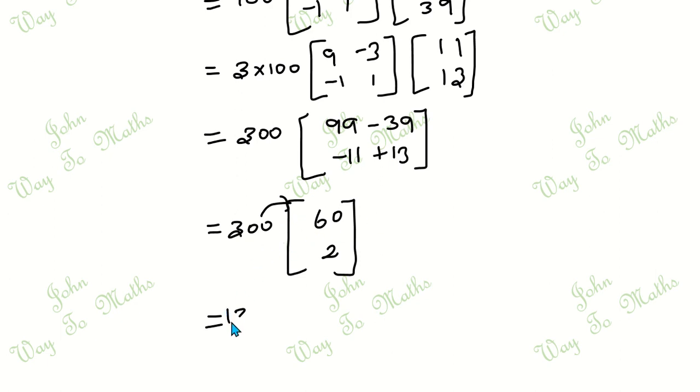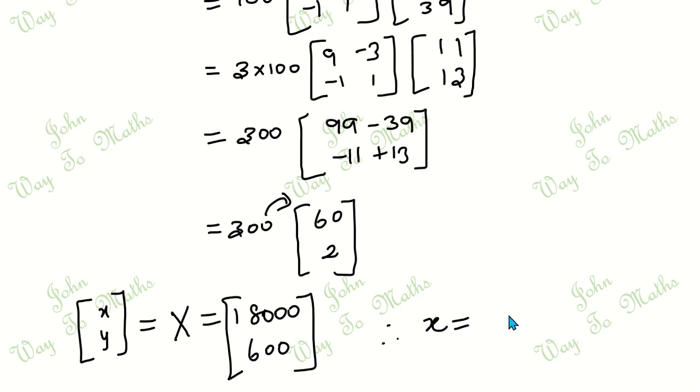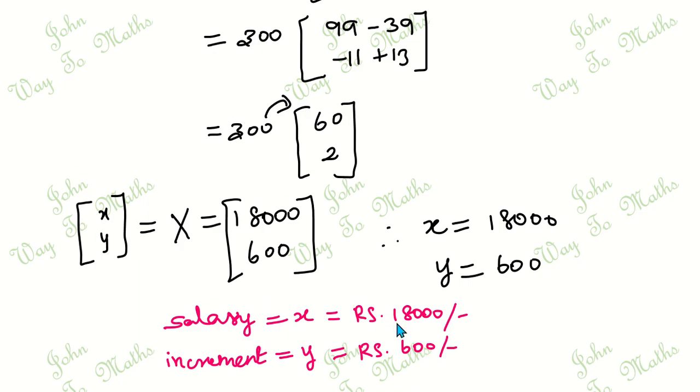So 18,000 and 300 into 2 becomes 600, is the capital X matrix. So capital X becomes the small x y matrix. Therefore x is equal to 18,000. Then y becomes 600. Therefore the salary becomes 18,000 rupees. The increment becomes 600.